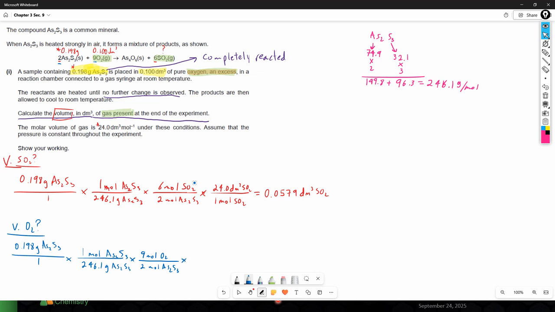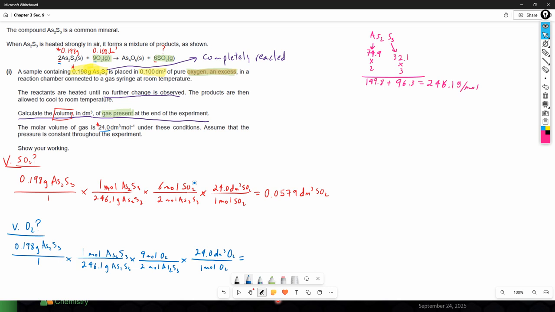Once we have that, just like we did with the sulfur dioxide, we can now convert these moles of O2 to cubic decimeters of O2. Because again, it's a gas. Doesn't matter whether it's O2 or SO2. A gas is a gas, meaning we can use this 24.0. 1 mole of O2 is 24.0 dm cubed of O2. So we do the exact same equation that we made for the SO2, but you have to be careful with what we do with the number. So we're going to do the math.